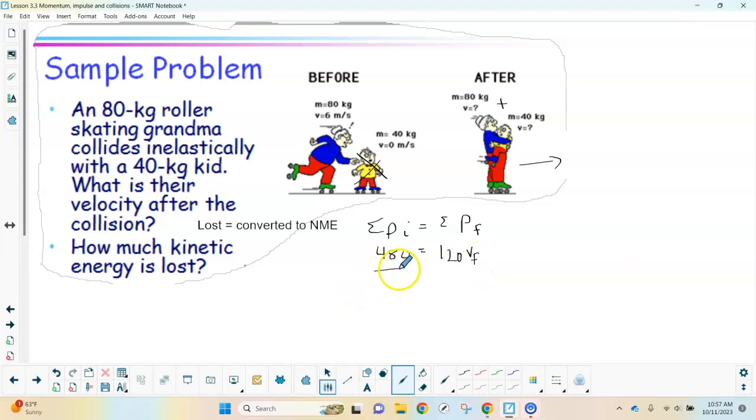And then you divide through, just like we did in previous problems, by the mass to get the velocity. So the final velocity of them together is positive 4 meters per second. And that should make sense, right? Like this kid is obviously going to speed up because he's not moving and is going to start moving. In order for him to speed up, grandma has to slow down. So she goes from 6 to 4, he goes from 0 to 4.